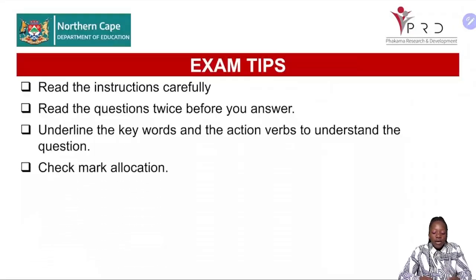Then you check the mark allocation. Checking the mark allocation will assist you to know how many responses you're supposed to give, because some of the questions will just say discuss, suggest, account, without giving you an indication of how many factors you're supposed to give. But by looking at the mark allocation, if it's saying 2 times 2, you know that you're supposed to give 2 responses. If it's saying 3 times 2, you know that you're supposed to give 3 responses.